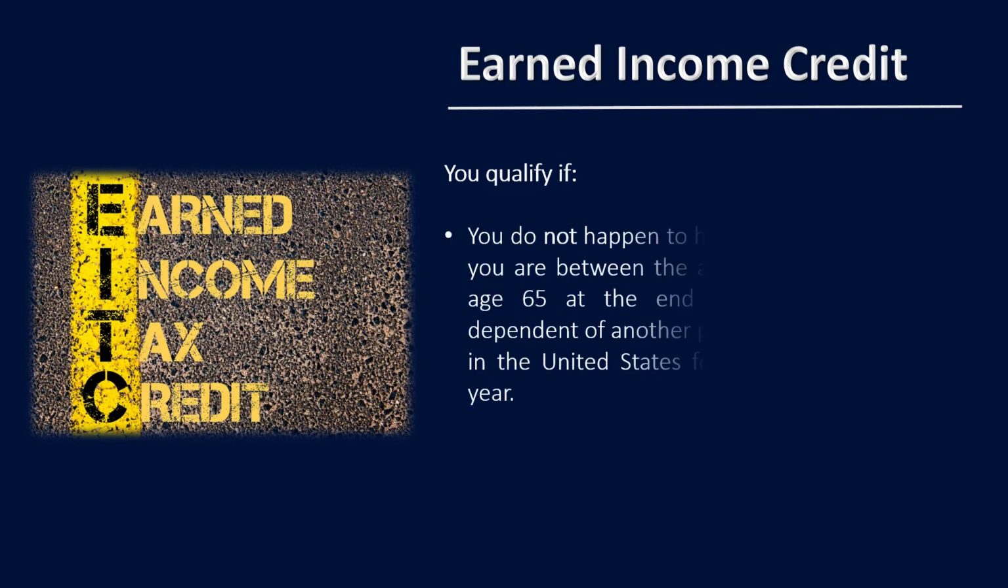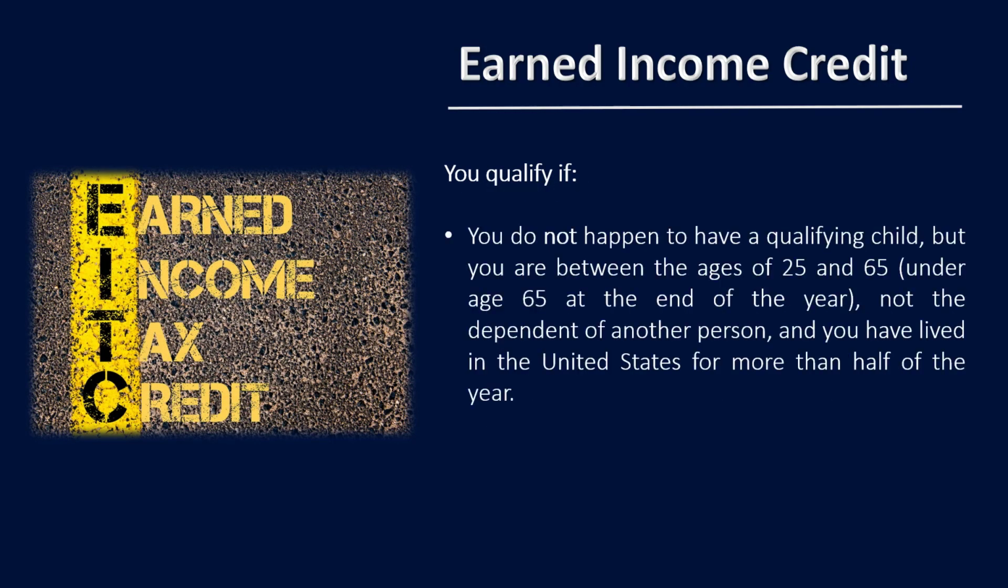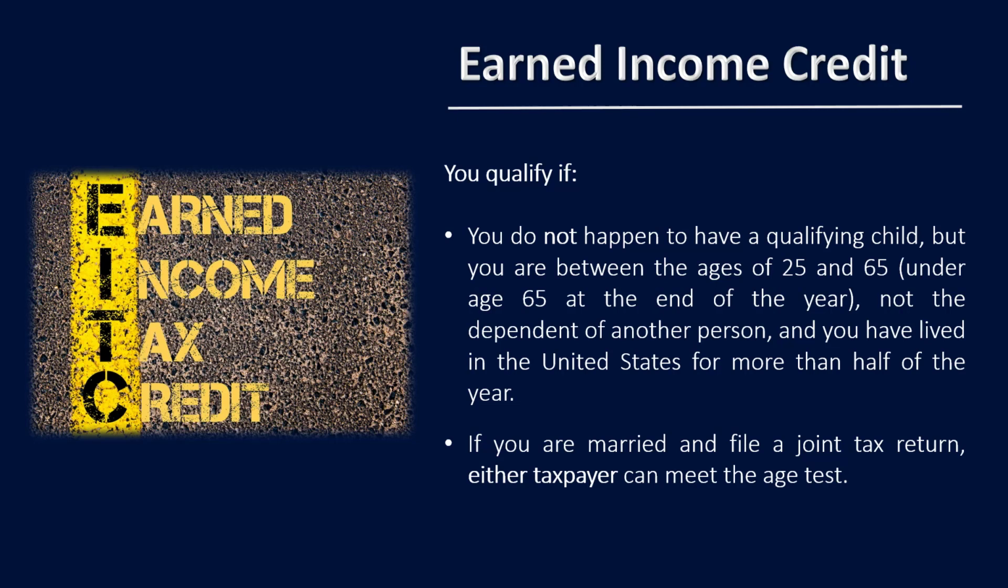You qualify if you don't happen to have a qualifying child, but you're between the ages of 25 and 65. In other words, under age 65 at the end of the year, not the dependent of another person, and you've lived in the United States for more than half the year. If you're married and file a joint tax return, either taxpayer can meet this age test.